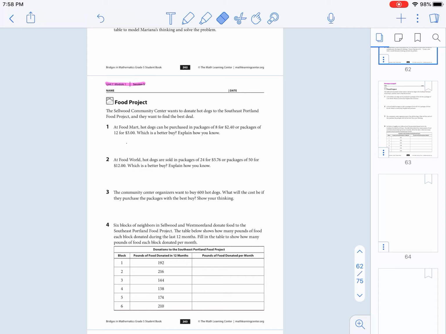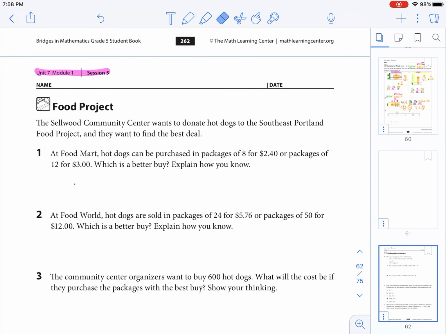On page 263, we are reading about the food project, and we're going to be talking about better buys. So if you go to the grocery store and you're deciding between two different brands, you might try to pick out which one is a better buy. Maybe you're looking at granola bars, and in one brand you can get 5 granola bars for one price, but in another brand you can get 12 for a different price, and you're trying to determine which is actually a better buy. So I'm going to zoom in.